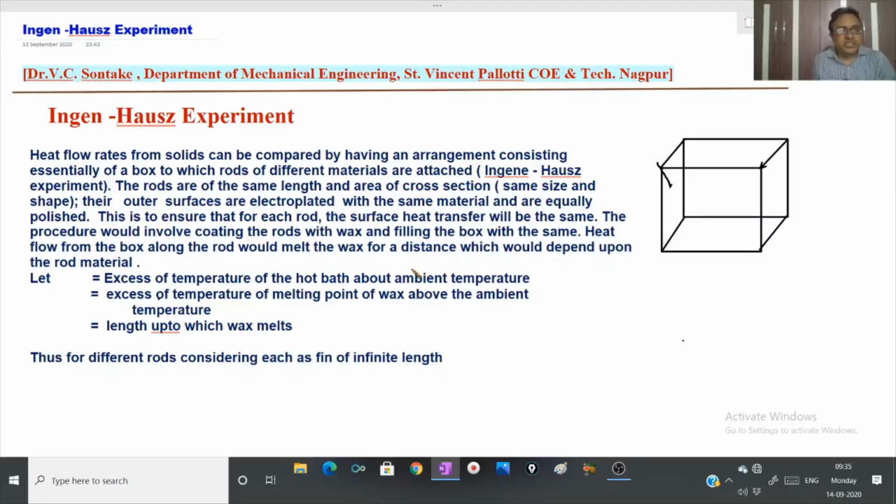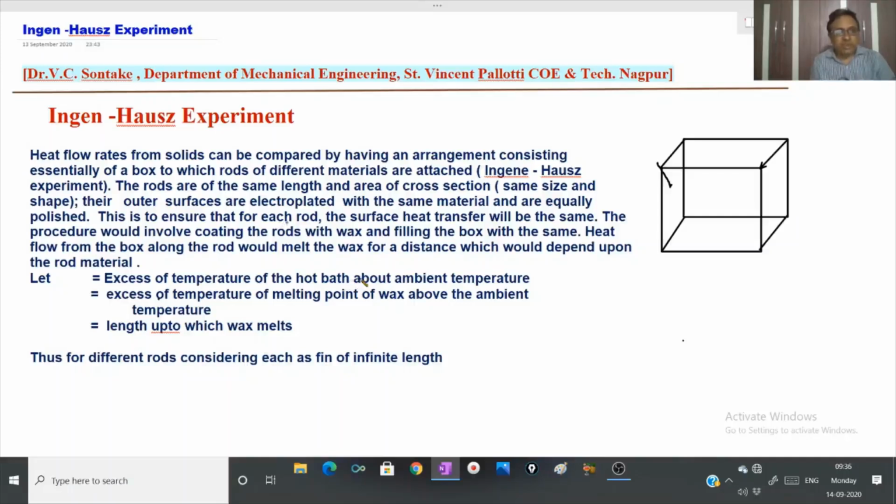Let us discuss Ingen-Hausz experiment. Heat flow rates from solids can be compared by having an arrangement consisting essentially of a box to which rods of different materials are attached. And this arrangement is called the Ingen-Hausz experiment.